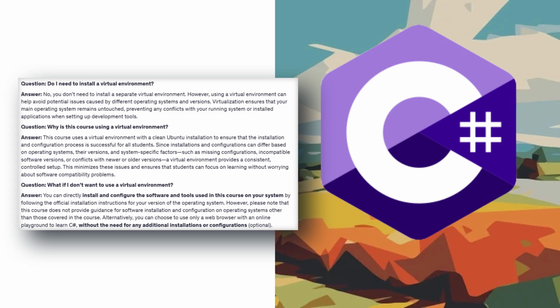What if I don't want to use a virtual environment? You can directly install and configure the software and tools used in this course on your system by following the official installation instructions for your version of the operating system. However, please note that this course does not provide guidance for software installation and configuration on operating systems other than those covered in the course. Alternatively, you can choose to use only a web browser with an online playground to learn C#, without the need for any additional installations or configurations.